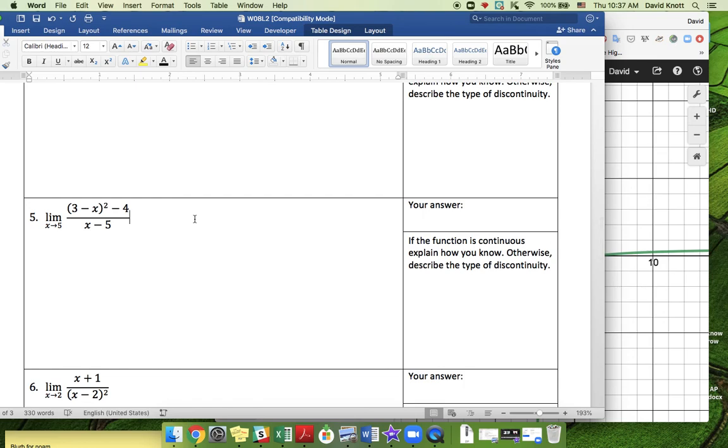Number 5, exactly the same thing. If you plug in 5, you get 0/0, which is undefined. So the function is not defined at 5, which means it's not continuous there. But the limit does exist, right?